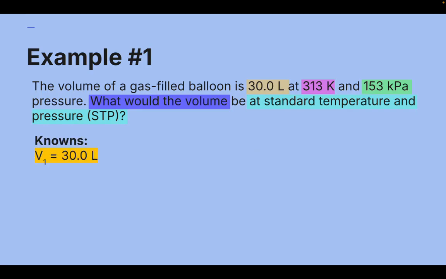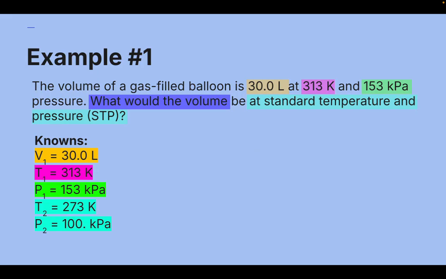So the initial volume is 30 liters. The initial temperature is 313 Kelvin. And the initial pressure is 153 kilopascals. Our final temperature, since we're changing the system to become at STP instead, would be 273 Kelvin, because that's the standard temperature at STP. And our final pressure would be 100 kilopascals, because that is the standard pressure at STP. And then our unknown is going to be the final volume.